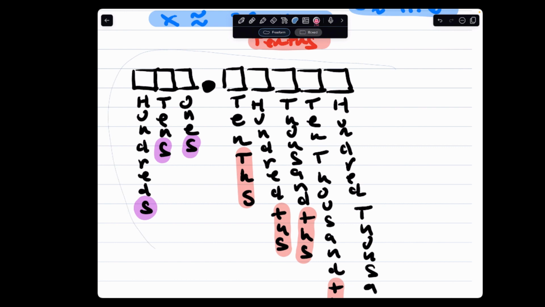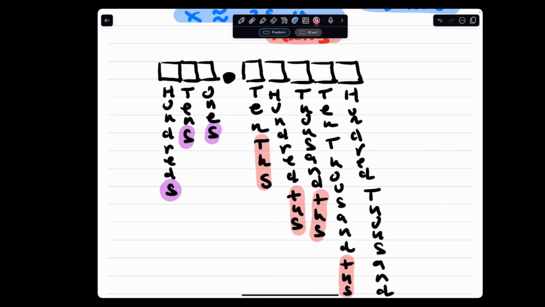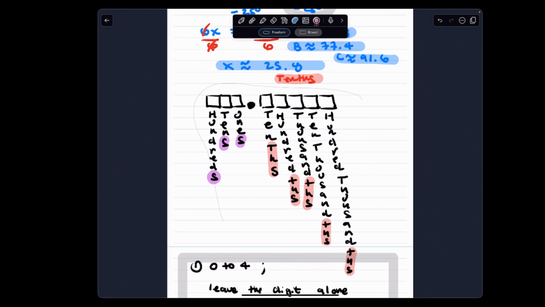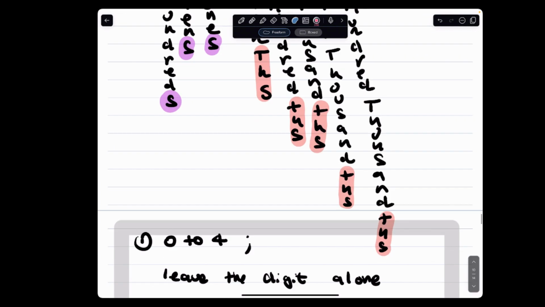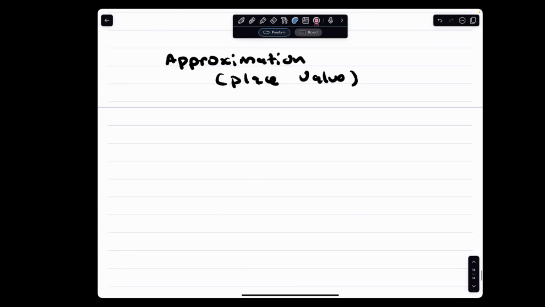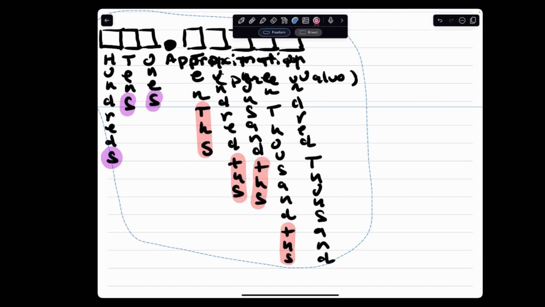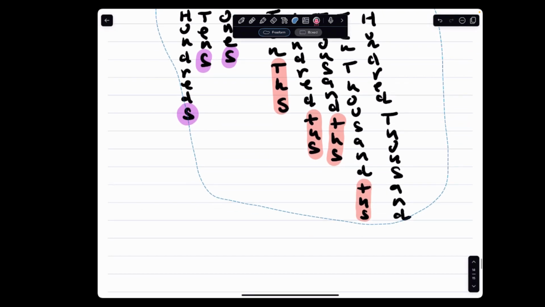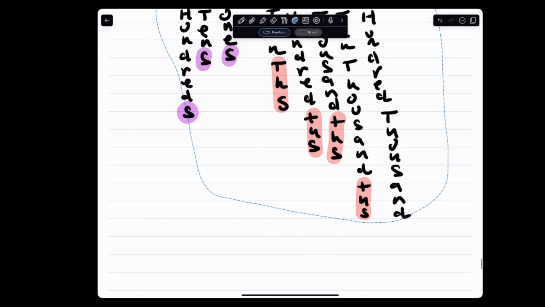So I'm going to do something here. I'm going to copy the place value. We're going to warm up this morning talking a little bit about place value, because as we proceed with the course, we're going to need to know how to do just that. So let's go and review.